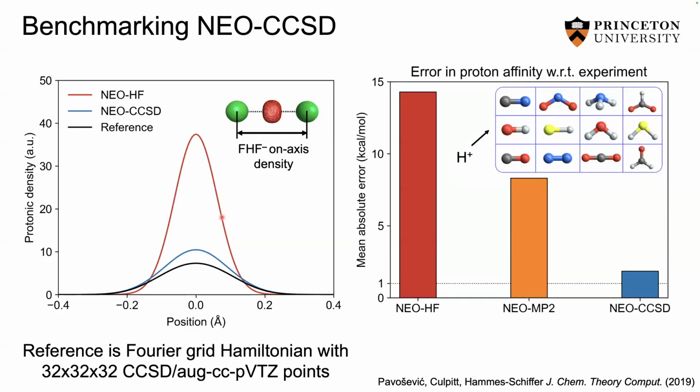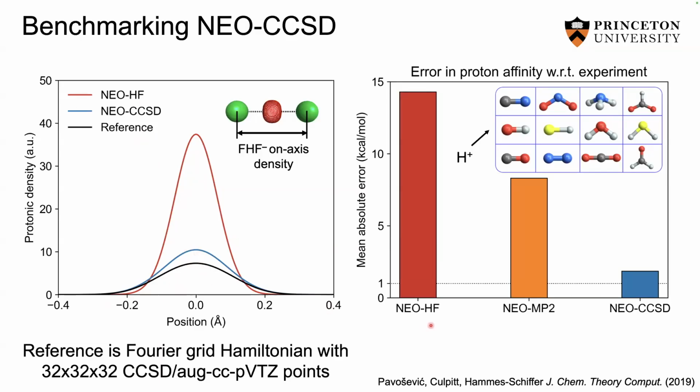So we see here with the red line from NEO-Hartree-Fock theory, it's not doing very well. It's very overly localized, so it's not capturing that nuclear delocalization that we expect. And then when we do NEO-coupled cluster theory with singles and doubles, the wave function is much more delocalized, and it's approaching quantitative agreement with the exact reference.